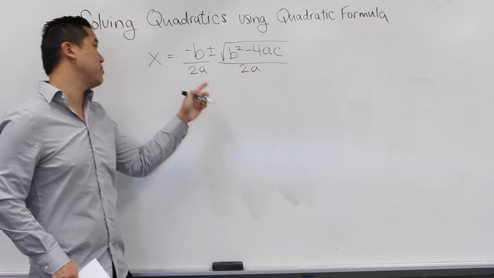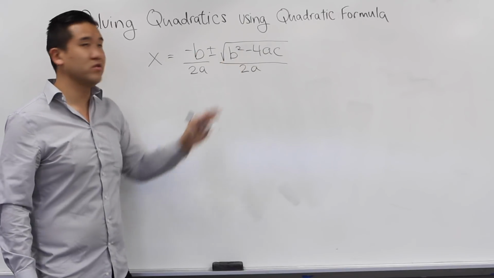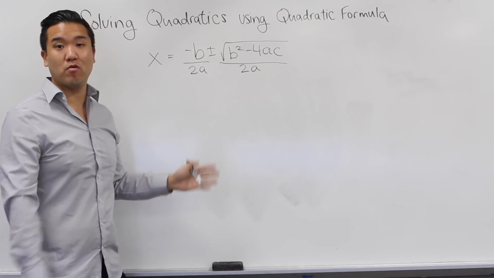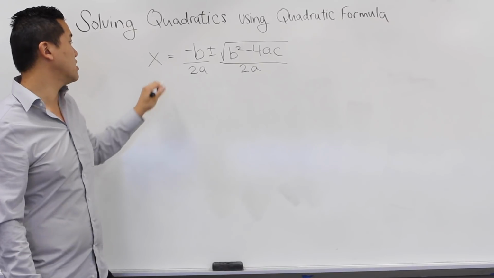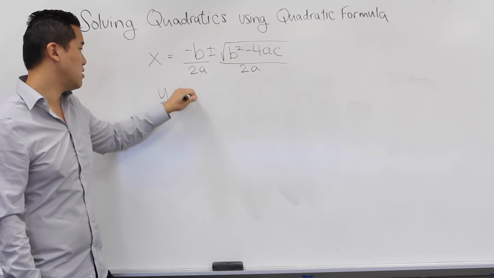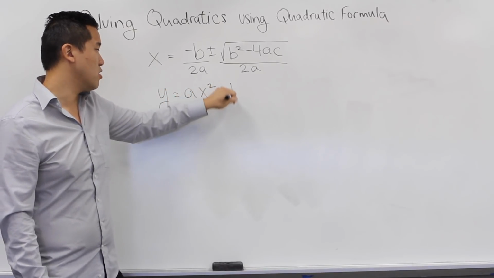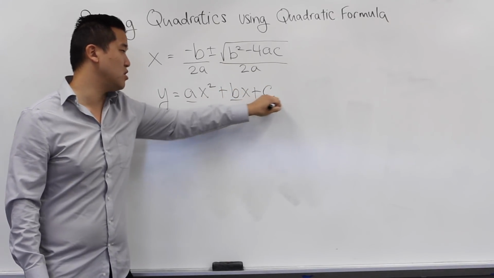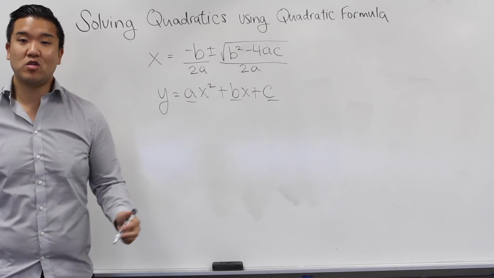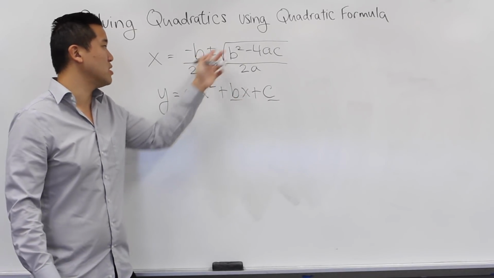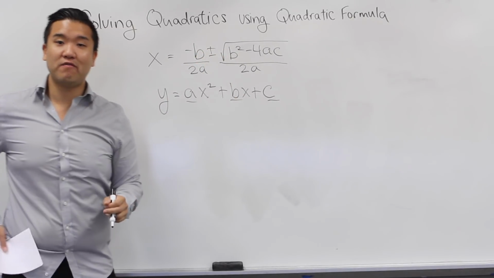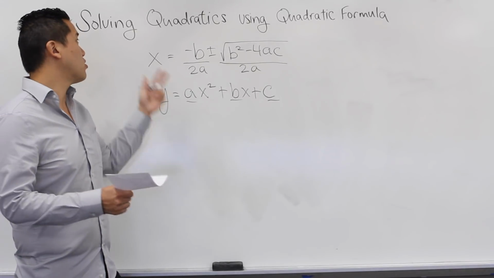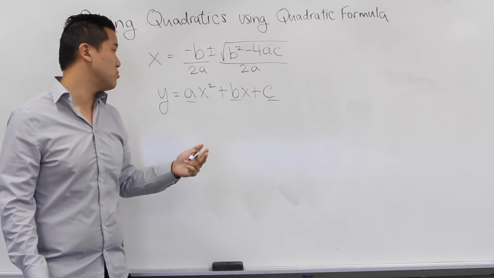All over 2a, but I'm going to make it over 2a here and over 2a there, so we can split that up already. So once again, your standard form for a quadratic function is this. Here's a, here's b, here's c. All you need to do is identify a, b, c, and pretty much plug it in, do the math, and then find your x-intercepts. The quadratic solving will give you your x-intercepts.